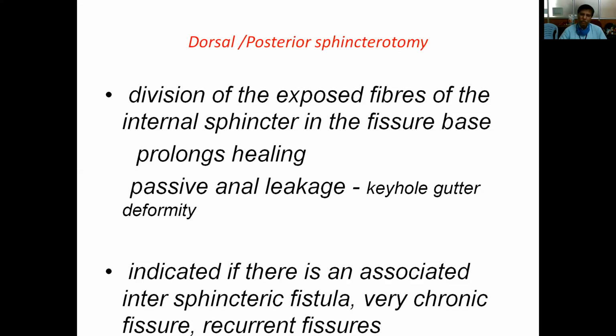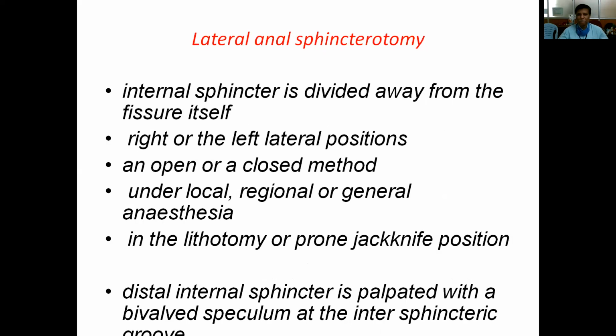It prolongs healing, and there is passive anal leakage because of the keyhole gutter deformity that results when you cut the sphincter. There will be a gutter in the posterior side through which the flatus and a little amount of fecal matter fluid will seep outside. This is indicated when it is associated with intersphincteric fistula, or very chronic fissure and recurrent fissures; we can adopt the posterior or dorsal sphincterotomy. The most commonly done is lateral sphincterotomy.